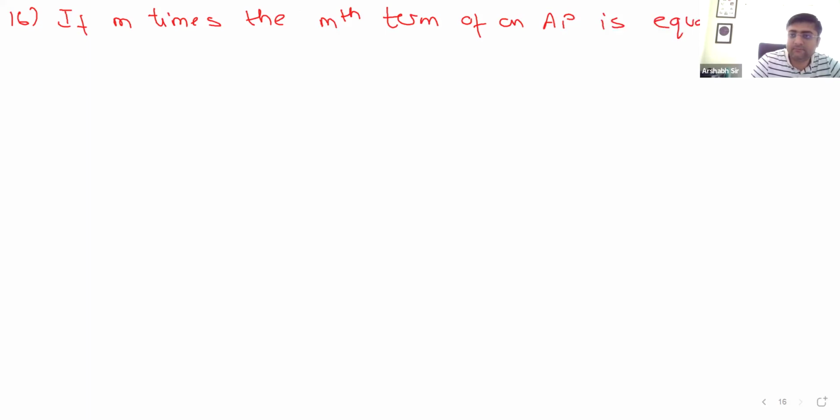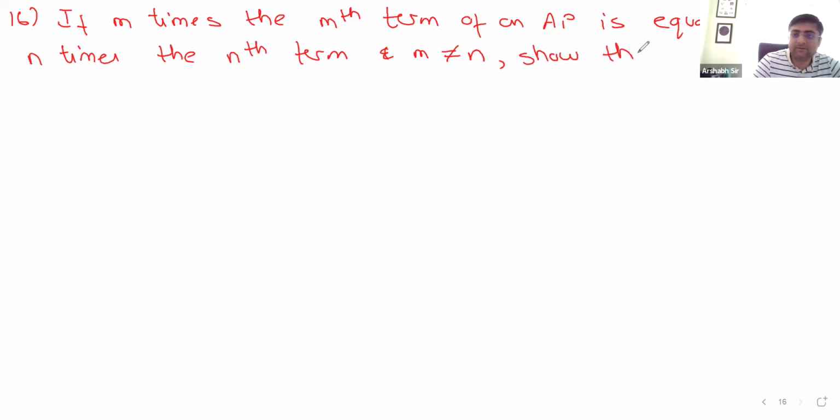If m times the mth term of an AP is equal to n times the nth term, and m is not equal to n, show that its m plus nth term is 0.